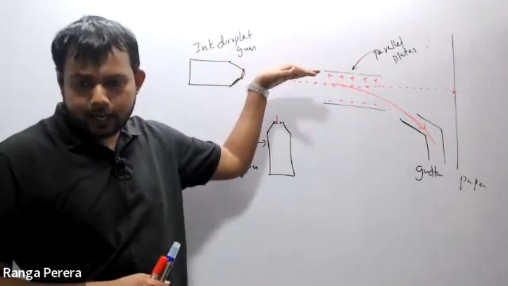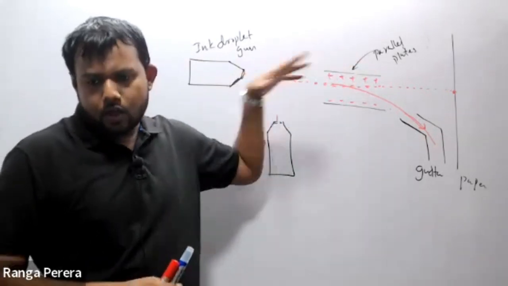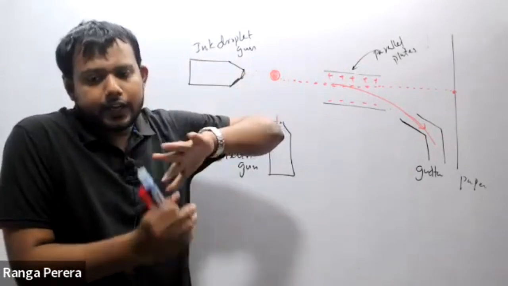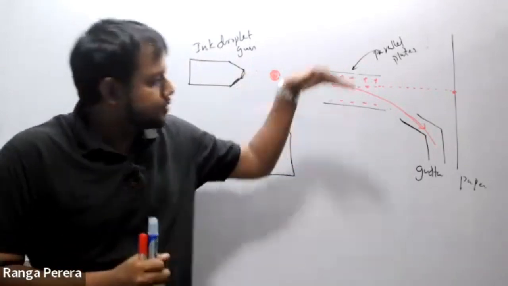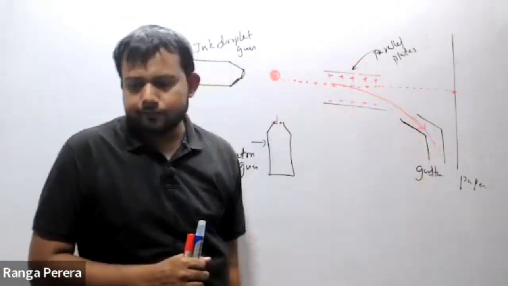We know that when a charged particle travels through an electric field, it changes its direction. So it is collected in the gutter.